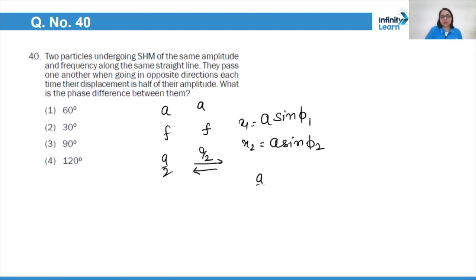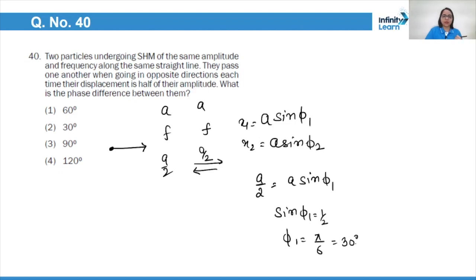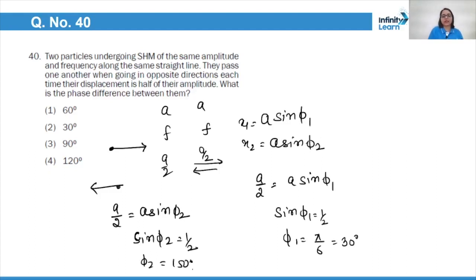So x1 is A by 2 for the first particle. Let's say it is going in this direction. A sine phi 1. So sine phi 1 will be 1 by 2. So phi 1 is pi by 6, that is equal to 30 degree, right? Now another particle at the same displacement with the same amplitude is going in the opposite direction. That means A by 2 is equal to A sine phi 2. So in this case, sine phi 2 is again 1 by 2, but phi 2 will be 150 degree in this case because it is going in the opposite direction, right?